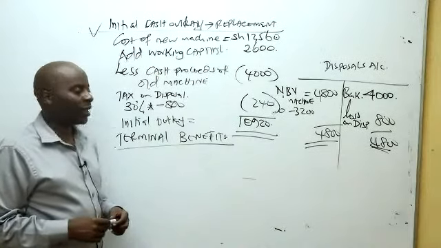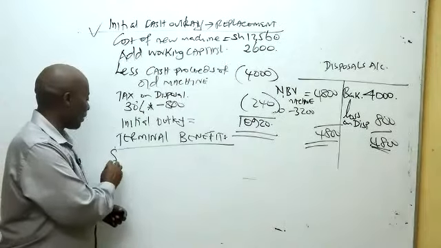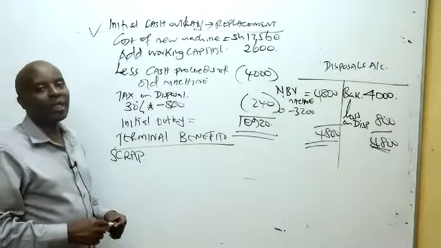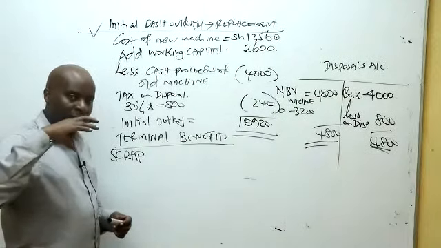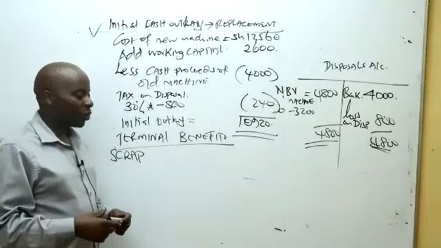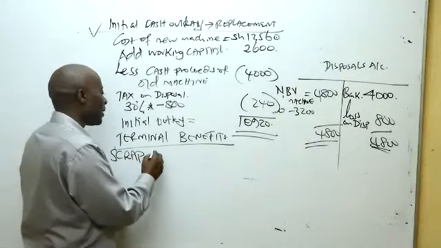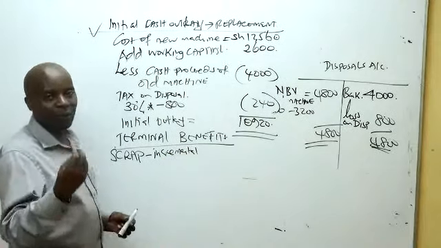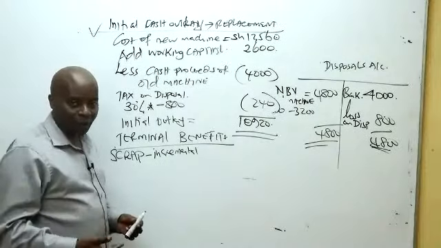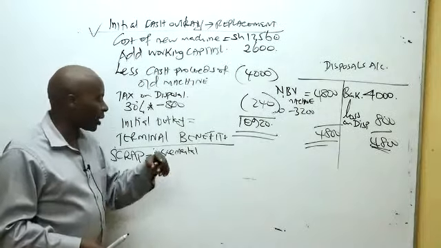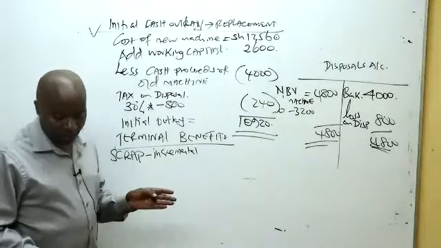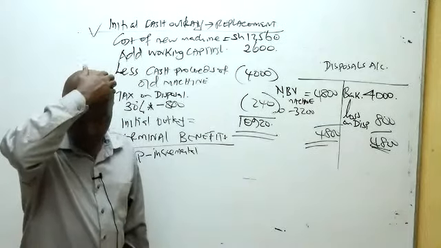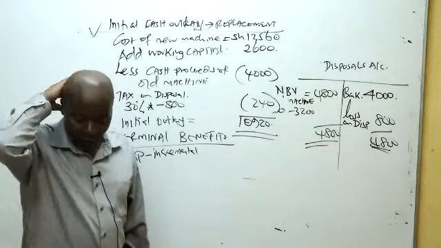So the first terminal benefit is the scrap value. When these projects expire, we will have to get something. We'll be selling this as scrap. So this scrap value, always remember, it's supposed to be incremental. You take the scrap of the new machine minus scrap of the old machine. You can either decide to subtract or you handle them separately. So for scrap, can somebody, ladies and gentlemen, give me the scrap value of the new machine?